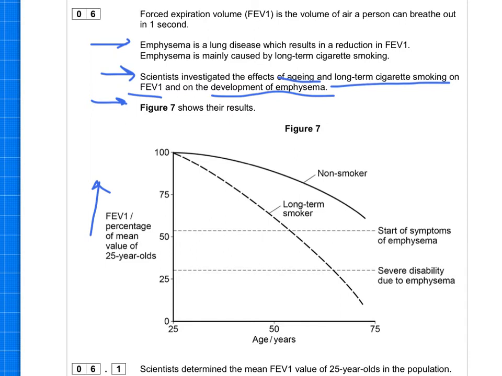So you can immediately see the younger you are, the higher your FEV1. But as you increase in age, your FEV1 decreases, but it decreases at a faster rate in long-term smokers than it does in non-smokers. Spec-wise, this is 3.3.2, about ventilation and the exchange of gases in the lungs. You may not have been taught about emphysema, but the stem of the question tells you all the information.